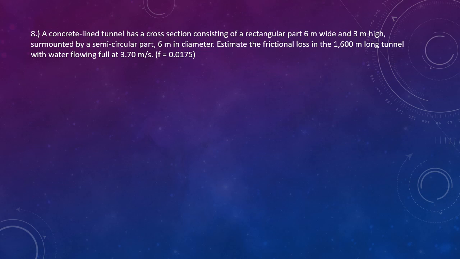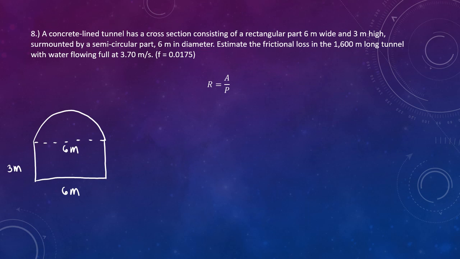The tunnel is a rectangle 6 meters wide and 3 meters high, surmounted by a semicircle with a diameter of 6 meters. Now solving for the hydraulic radius R, that is equal to area over wetted perimeter.